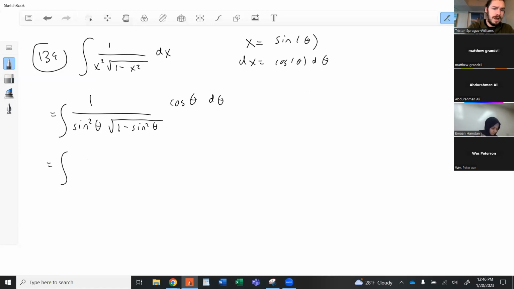So first of all, I'm going to put the cosine theta in the numerator here. And then let's do something with what's inside here. Our Pythagorean identity will tell us that this here is equal to cosine squared.